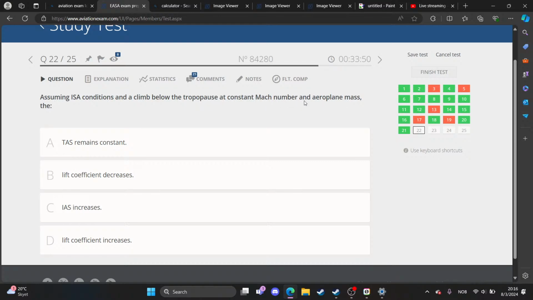Constant Mach number, an airplane Mach. Sometimes I read without actually reading. I need to stop doing that. I'm getting tired though, it's getting late.